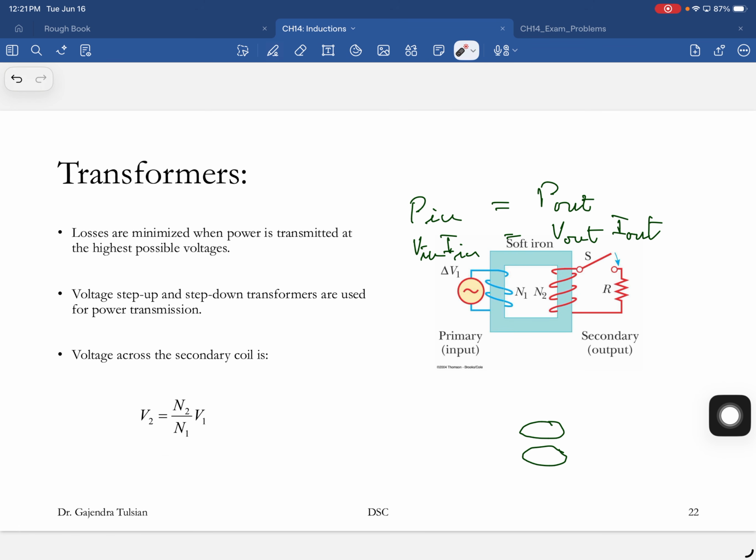All right, we already talked about this. So this is one of the more important applications of Faraday's law, changing magnetic field. So you apply an AC voltage, it's producing a magnetic field like that. And how are you coupling this magnetic field to the secondary coil? The magnetic, the soft iron.